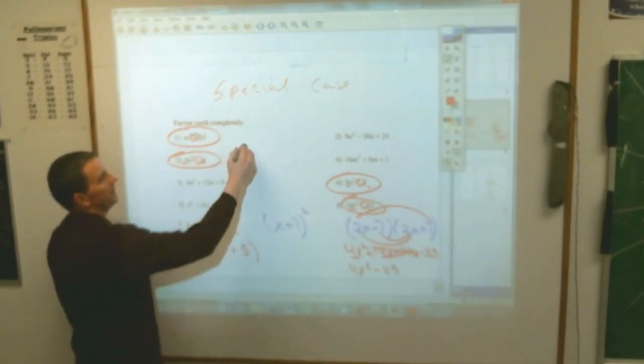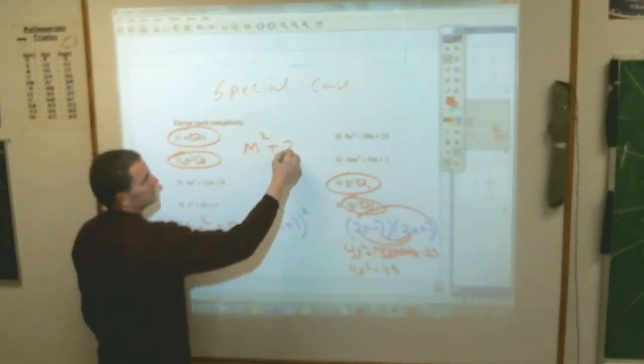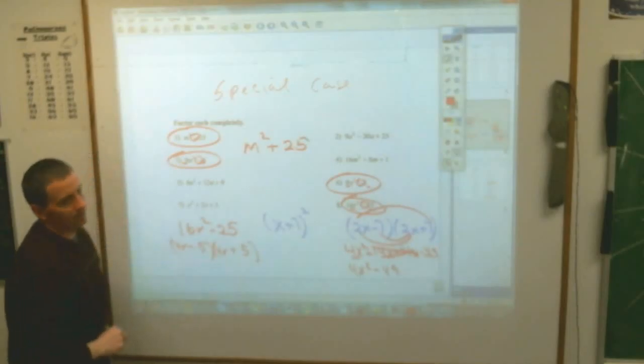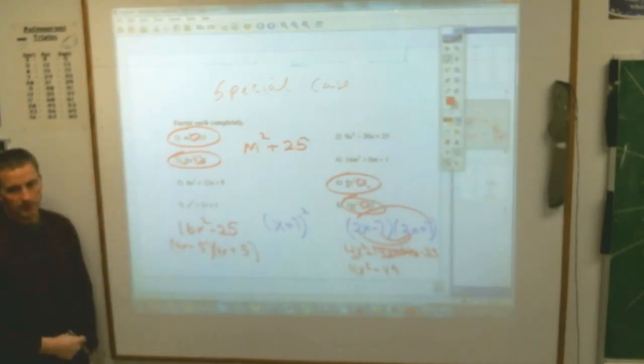It will not work. M squared plus 25 is not factorable. You cannot break that down any smaller than that. There's no possible way to do that. If it's minus, yes. If it's plus, no.